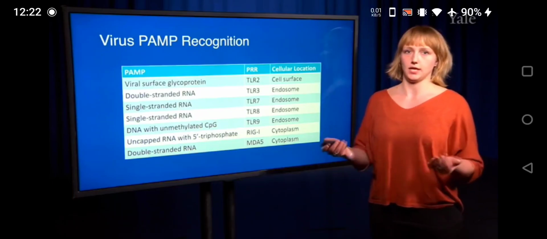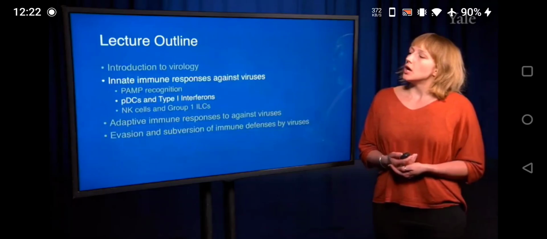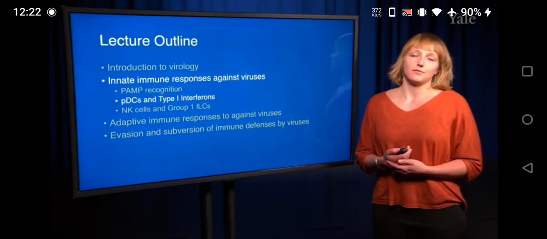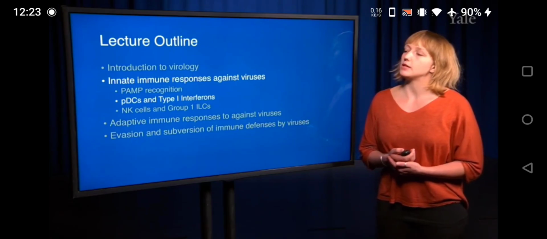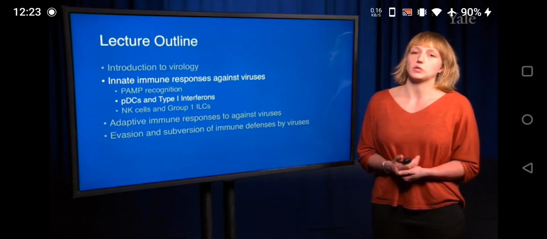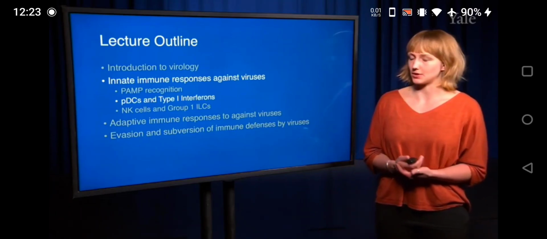these modifications. So now we've gone very briefly through different PAMPs that are recognized by viruses, and if you would like more on that, you can go to your section in Janeway that covers pattern recognition receptors. Let's jump into type 1 interferons.